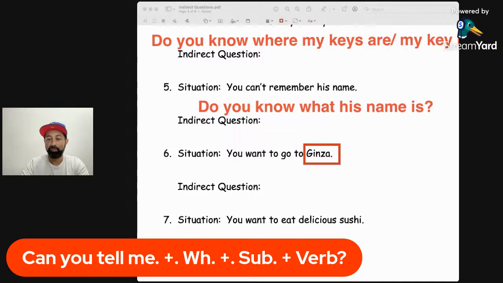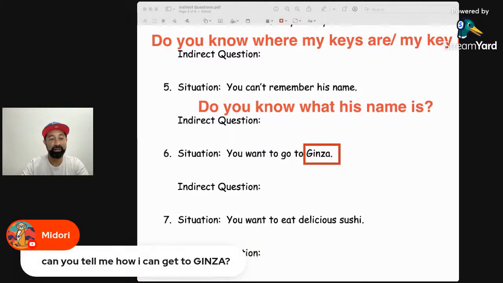All right, so Midori, can you tell me how I can get to Ginza? Perfect. That is a perfect answer. Can you tell me how I can get to Ginza?